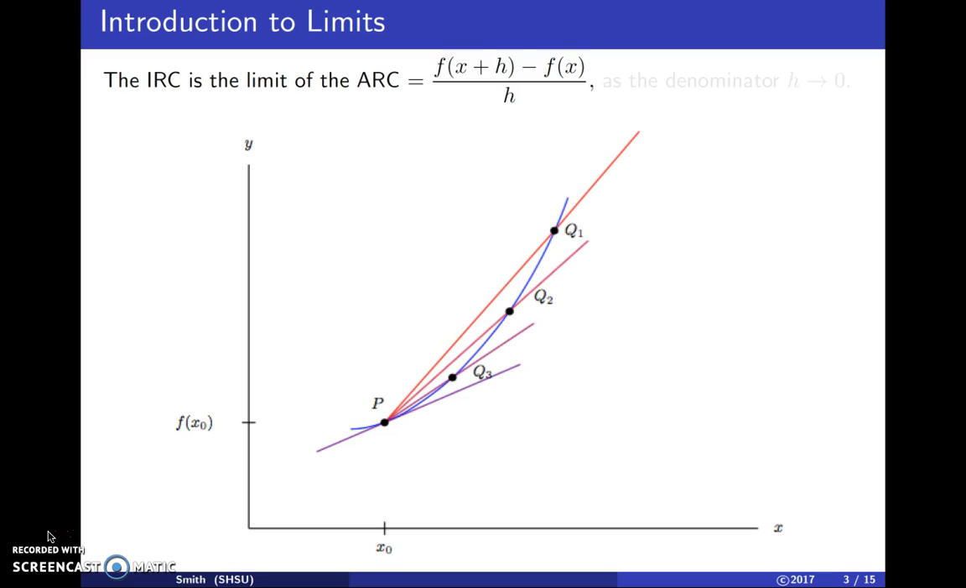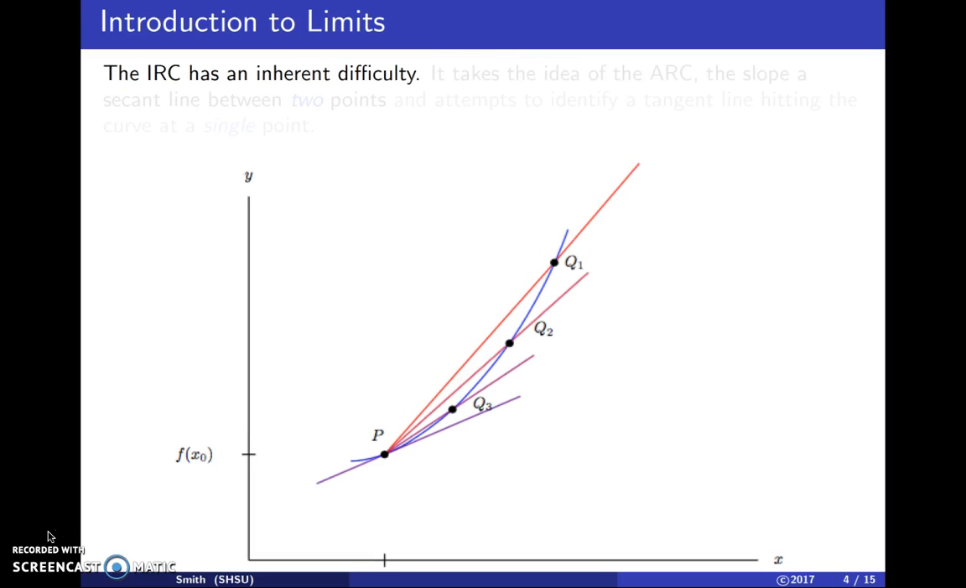The average rate of change is a slope. It's the change in y values on top in the numerator divided by the change in x values, here it's h, in the denominator. As the points Q get closer to P, this denominator h gets close to 0, goes to 0. The instantaneous rate of change has an inherent difficulty.